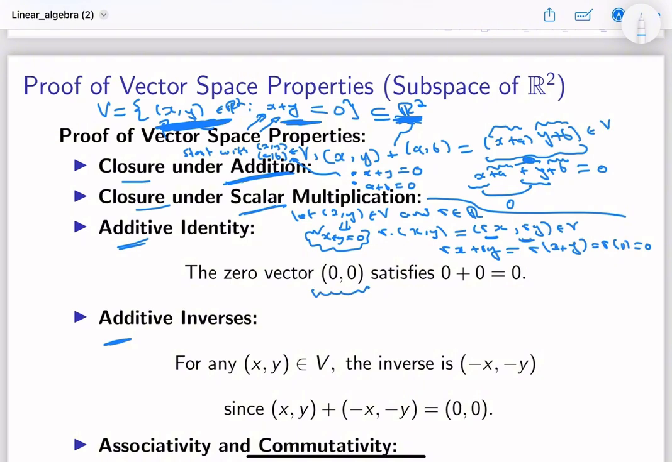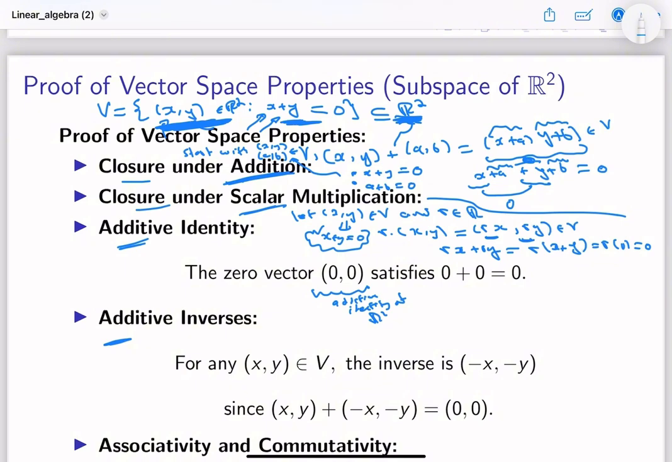When we proved that R2 is a vector space, we proved that this is the additive identity of R2, which means if we add 0 0 to any other vector, we get that vector back, right? This is the definition of additive identity.